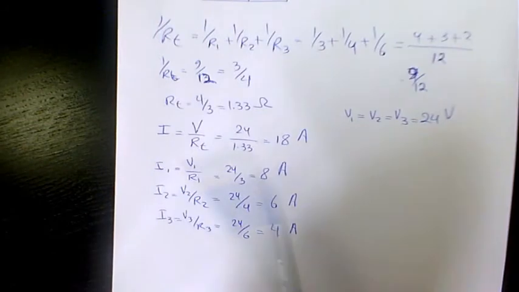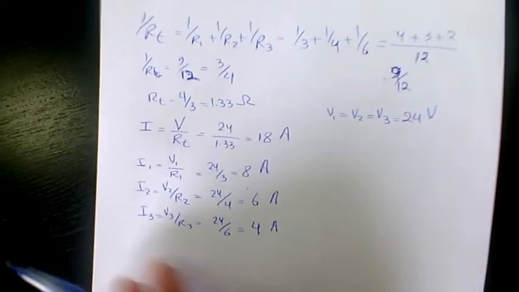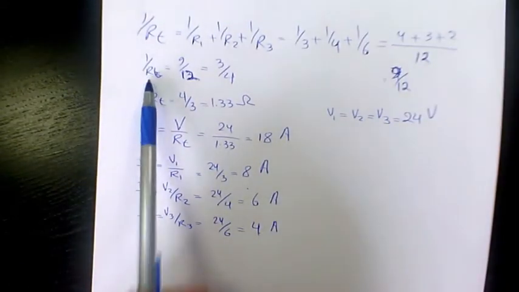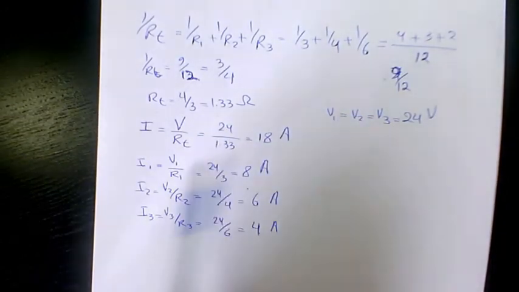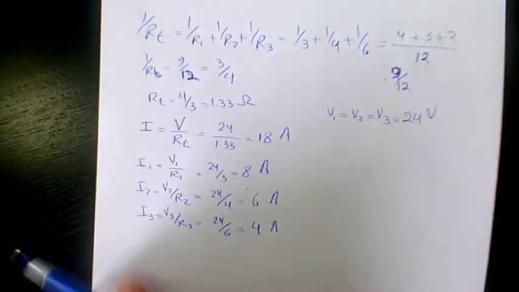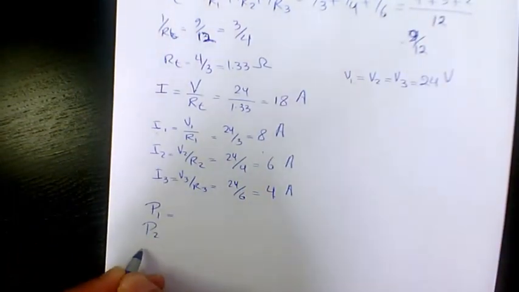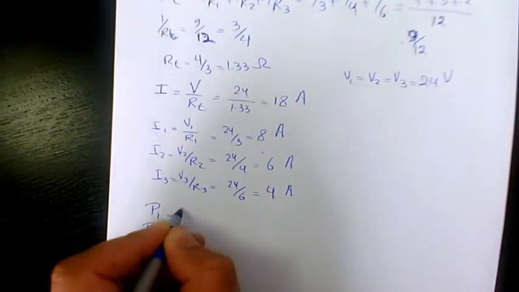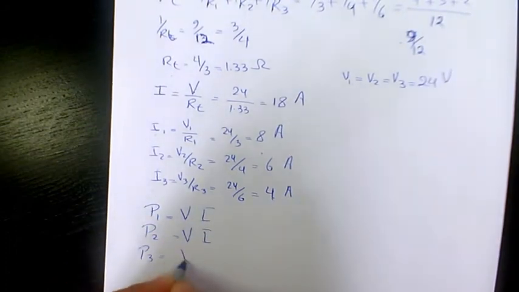Let's check that. 8 plus 6, 14. 14 plus 4 is going to be 18. So that makes sense. So we found the equivalent resistance. We found V1, V2, V3. We found I1, I2, I3. Let's find out P1, P2, P3, which is V times I, V times I, V times I.